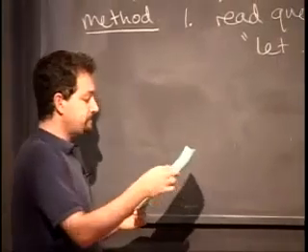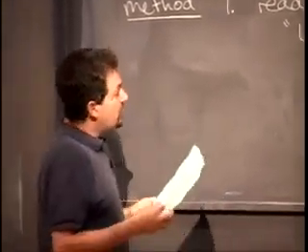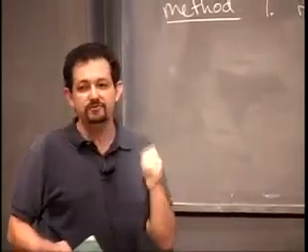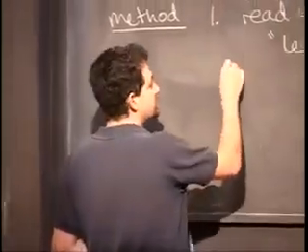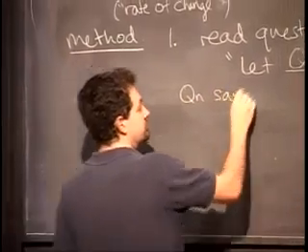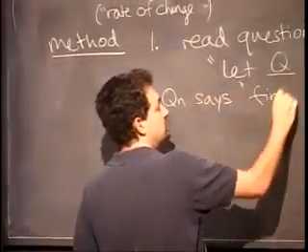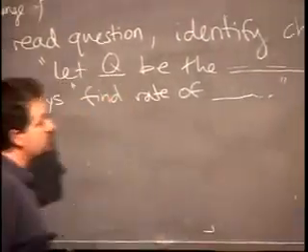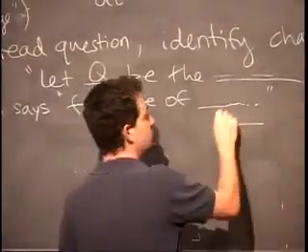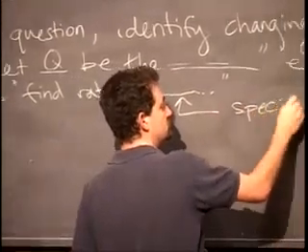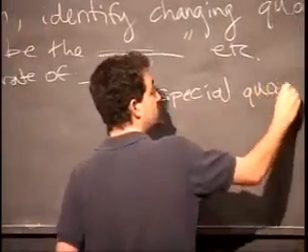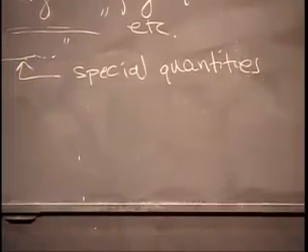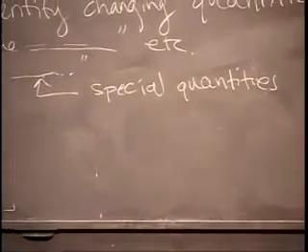Okay, now, one of these quantities is going to be the one you need to find the rate of. So the question says, find the rate of something. All I want you to do is identify that quantity as the special one. Out of all the quantities, and there might be only two, most of the time there are only two, one of them is the one you want to find the rate of. So make a note that that is the one we want the rate of.